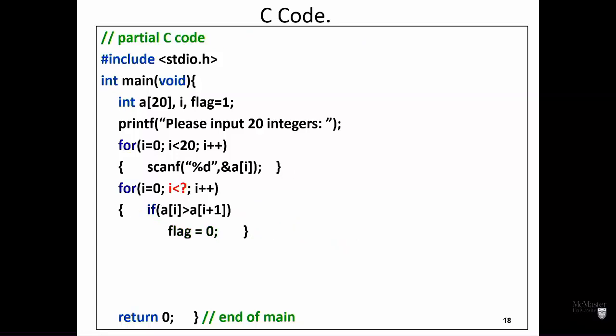Great. So if A[i] is larger than A[i+1], then flag is 0. An example is here, like element 1 is actually larger than 2. That means the array is not sorted as intended. Good.